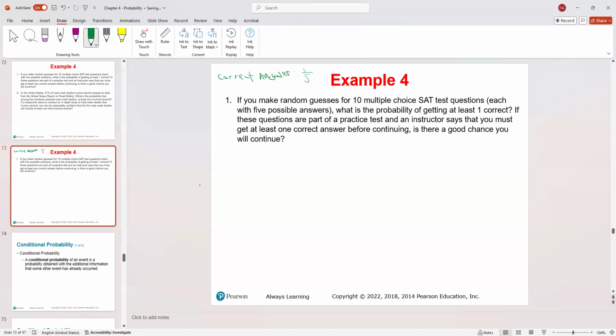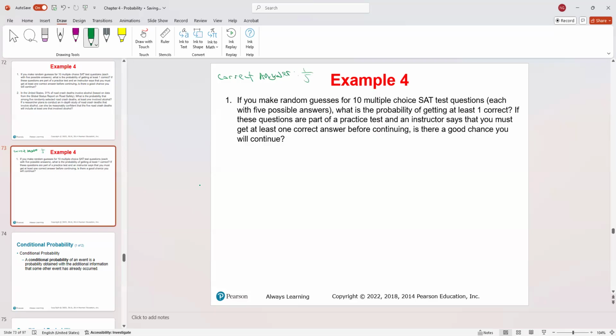So the correct answer is one out of five. One out of five is correct. You guess randomly on each question. You want to find the probability of getting at least one correct answer out of the 10. And of course, they ask you to determine if it's likely you would be able to continue based on the instructor's rule, getting at least one right.